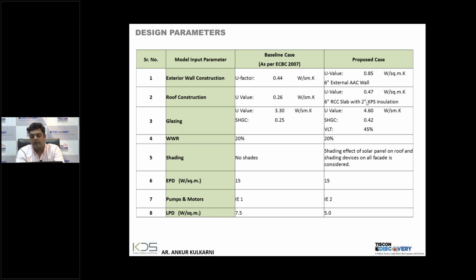Yes, all the external walls are AAC walls. Then every roof will have 2 inches of insulation. Glazing, glass is a single glass, but it has a U value of 4.6 watts per meter Kelvin, SHGC of 0.42 and VLT of 45%. Shading devices, of course, I've shown you many elevational treatment sites. So definitely the entire effect has been considered here.